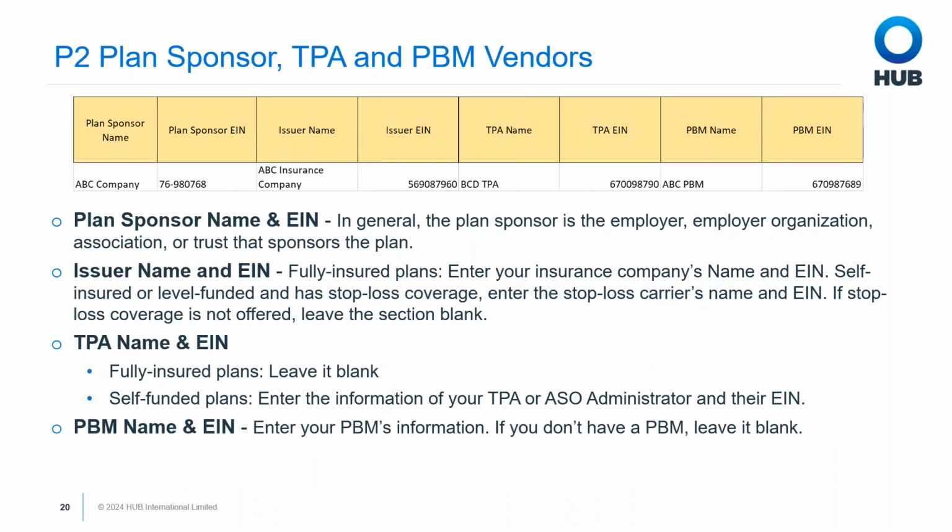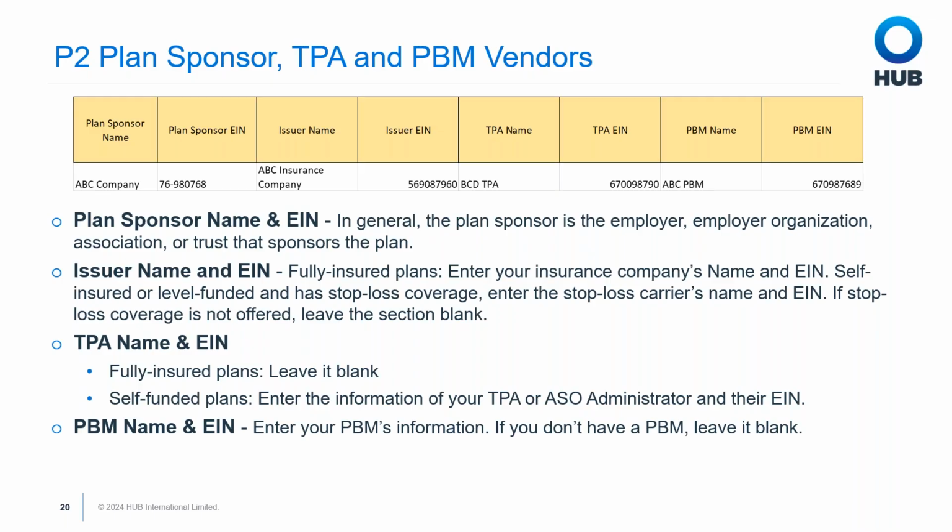Now, a couple of other informational records that your TPAs and PBMs will be asking for is the plan sponsor name and EIN. This will be the name of the entity that sponsors the group health plan for which the RxDC report is being submitted. This could be a single employer, or if it's a MEWA, it's the MEWA or association, or the trust if there's a trust sponsoring the plan.